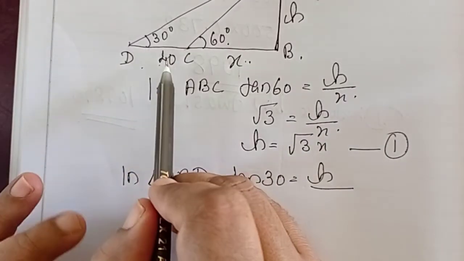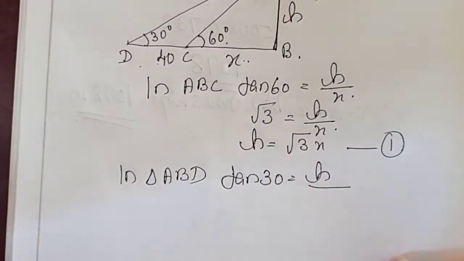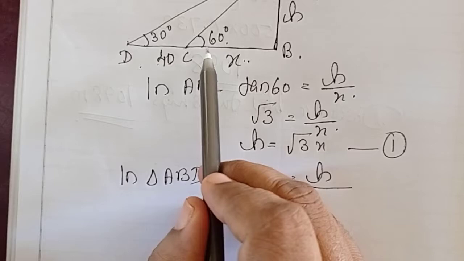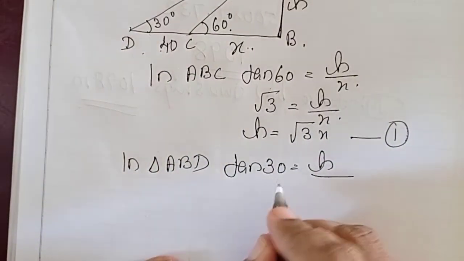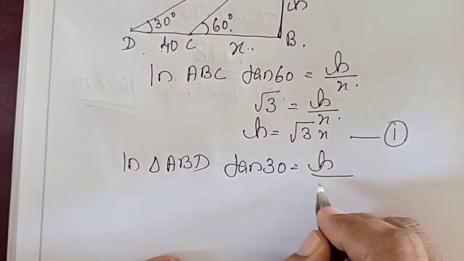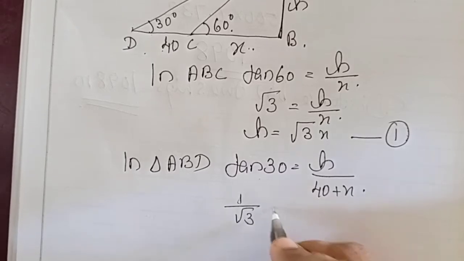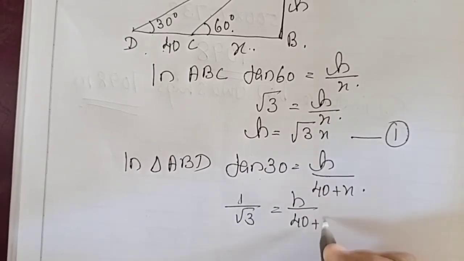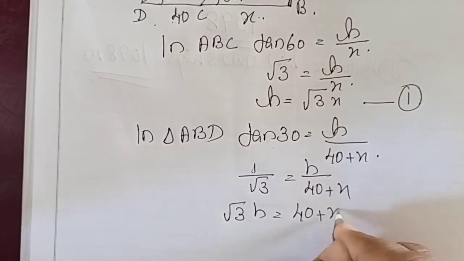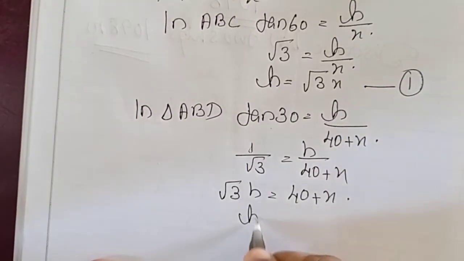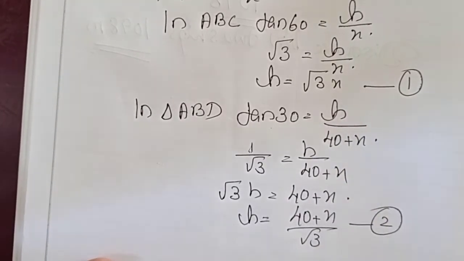Sometimes it may be 50 or 60 or 20 or 10 like that. And the two angles given may be 45 or 60, 60 or 30, or 45 or 30 like that. Anyway, the steps are same. Tan 30 equal to H by 40 plus X. Same procedure, 1 by root 3 equal to H by 40 plus X. That is root 3 H is equal to 40 plus X. Okay, that is H is equal to 40 plus X by root 3. You can put equation 2.